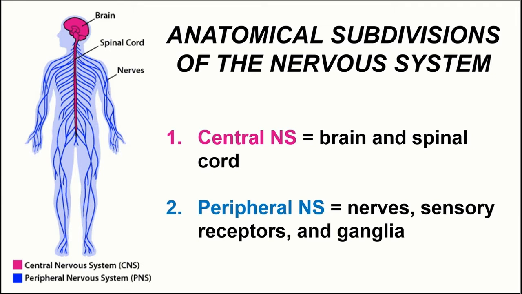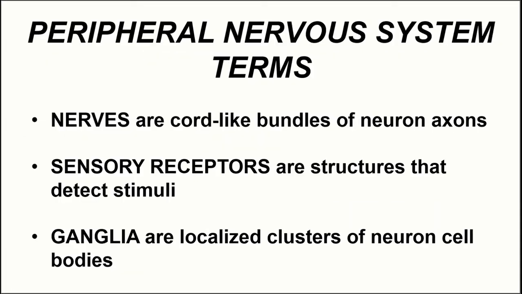So let's break down these terms for a second, because nerves, sensory receptors, and ganglia might not be immediately apparent as to what those terms are. So the nerves are cord-like bundles of neuron axons that typically extend out to target cells or tissues. Sensory receptors are specialized structures that are usually associated with sensory neurons that detect stimuli or changes in the internal or external environment. And so really sensory receptors are just change detectors.